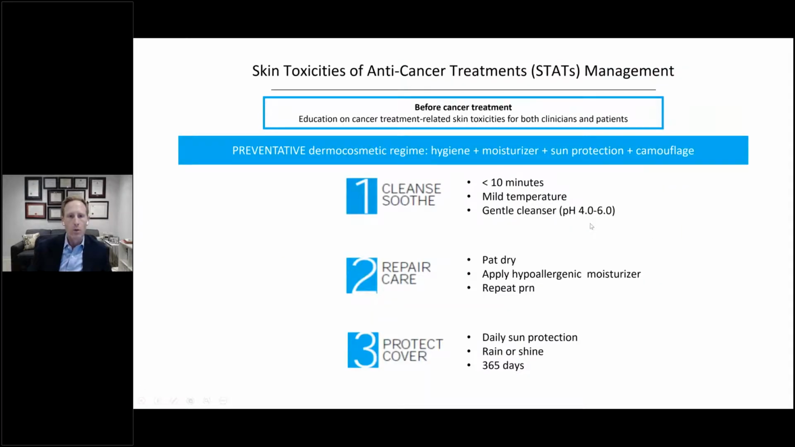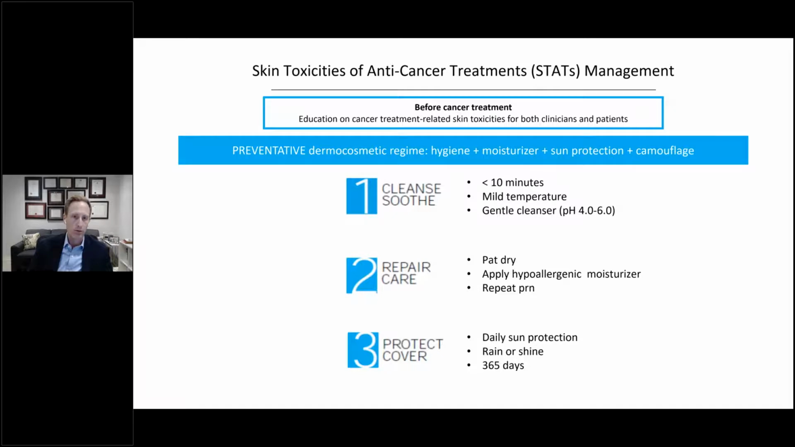And so what does that look like? In terms of cleansing, you want to choose a mild cleanser that's ideally within the physiological pH of the skin, between 4 and 6. You can reinforce that patients can bathe daily, but it just needs to be less than 10 minutes and mild temperatures. Then immediately after bathing or throughout the day, you want to pat dry and then apply a hypoallergenic moisturizer and repeat as required.